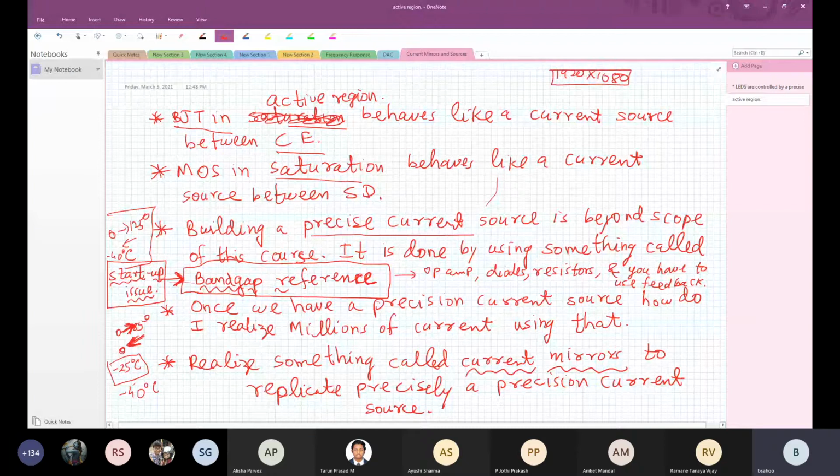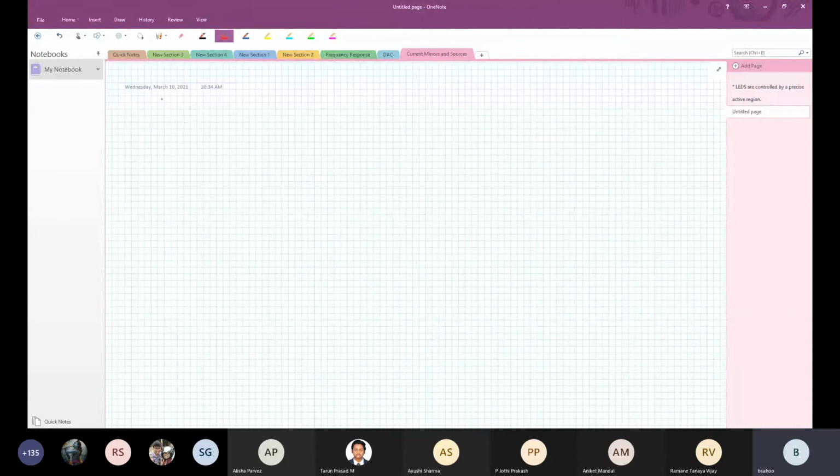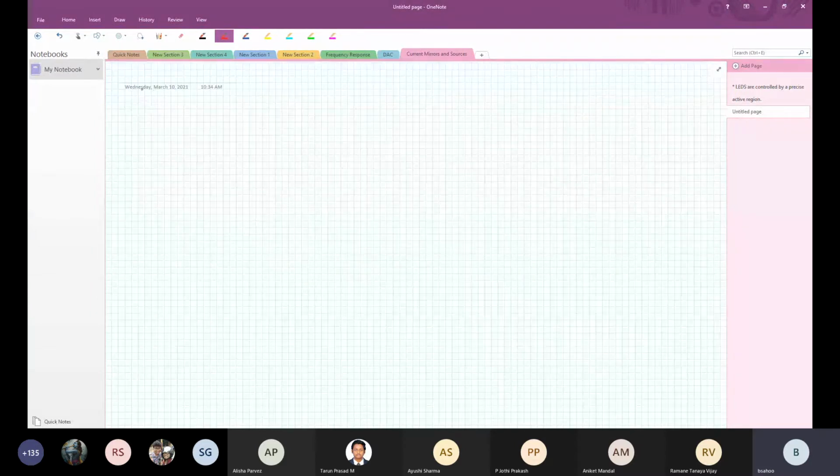Because that's a DAC, you need these current sources. So we'll discuss how this copying of millions of current sources is done using something called current mirrors. Precisely, a precision current source. Okay, so that's the motivation of why we are studying this. Now I'll discuss some impractical realizations of current sources.